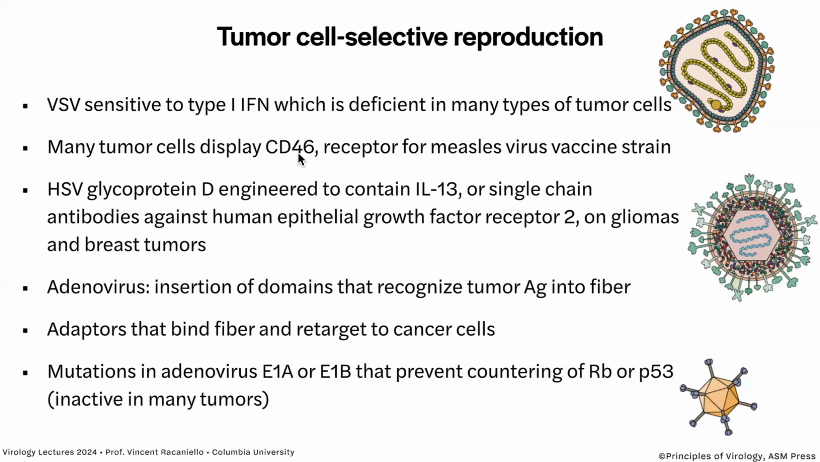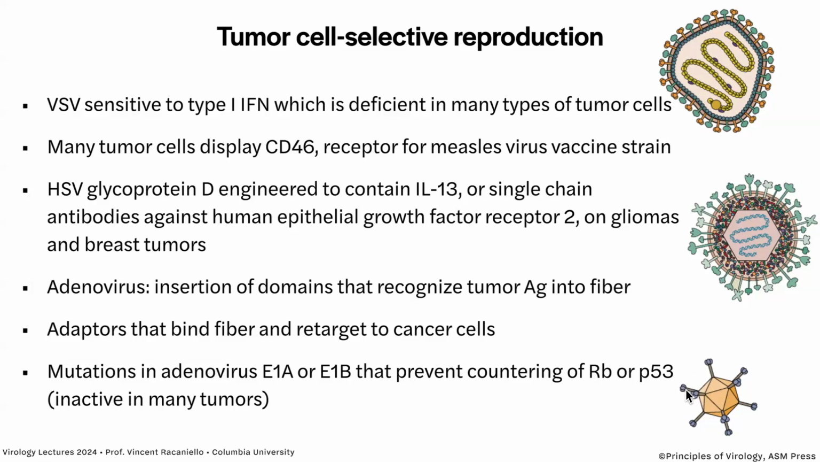So that can be used to target infections to tumors. The herpes simplex glycoprotein D gene can be engineered to contain either IL-13 or antibodies against human epithelial growth factor receptor 2. Both proteins are present on gliomas and breast tumors, so you can basically target the viral vector to infect those cells. For adenovirus, we've inserted domains that recognize tumor antigens into the fiber.